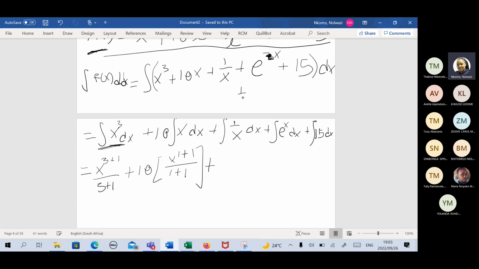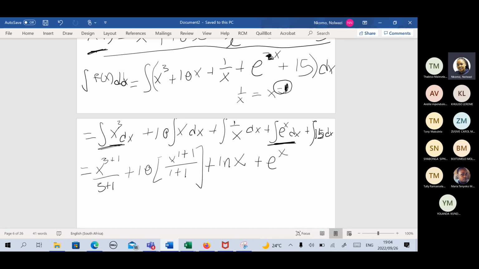Then we said 1 over x is the same thing as x to the power -1, meaning the n here is equal to -1. If n is equal to -1, then the integral of this would be ln x, right? So we'll get ln x if we integrate 1 over x. Then we move to e to the power x. We said if we differentiate e to the power x, you get e to the power x, meaning if you integrate e to the power x, you go back to e to the power x, because e to the power x doesn't change. So this term will give us e to the power x.